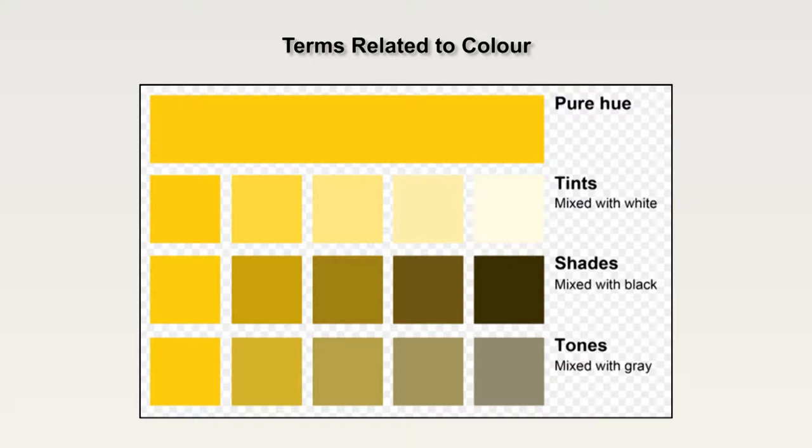The second row shows how the bright yellow becomes lighter as you go towards the right. This is caused by adding white to it. The more the white added, the lighter the color becomes. The third line of colors shows shades of yellow achieved by mixing various degrees of black to it. This last line shows how the yellow becomes paler and paler by mixing it with gray.